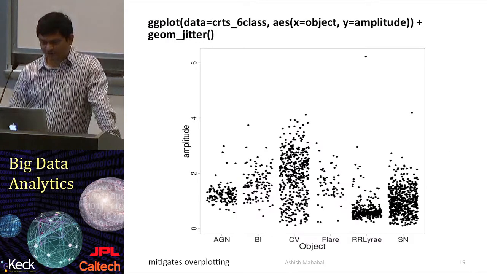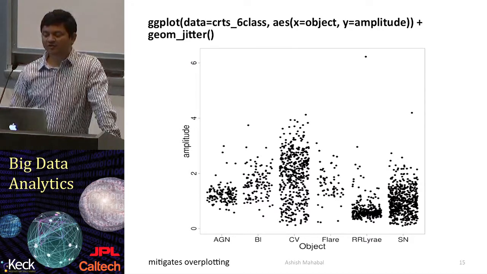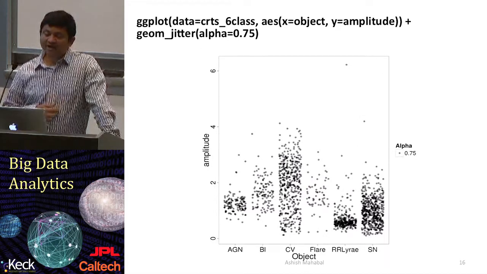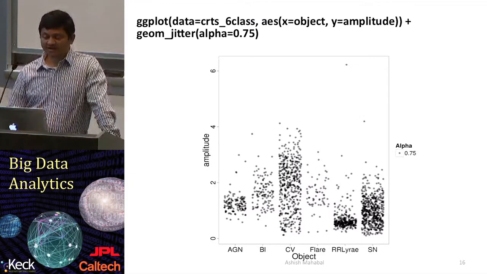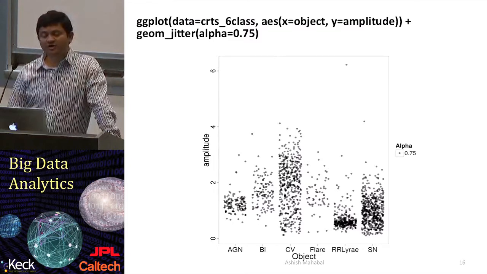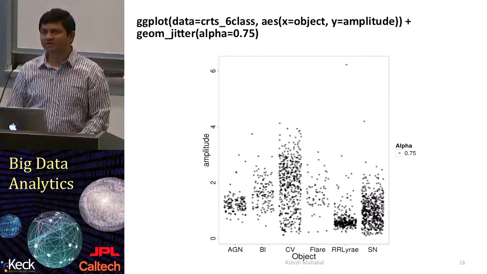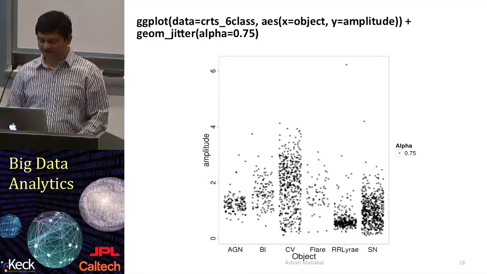And there is another geom available for that called geom jitter. So this allows you to see how that one looks. Or you can add an alpha parameter to that through another layer, or give that as an argument to geom jitter. So here we are saying that the alpha parameter is 0.75. So you see that some of the points have become more transparent. That allows you to see where the density is better than before.